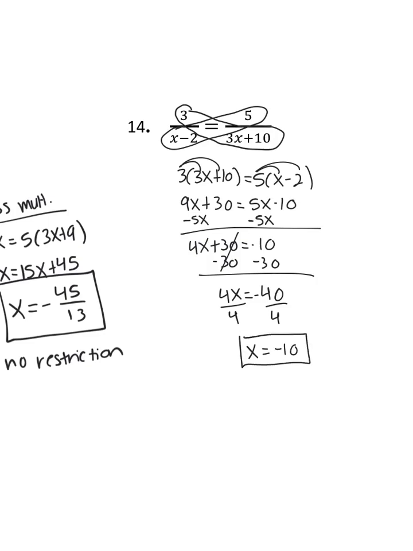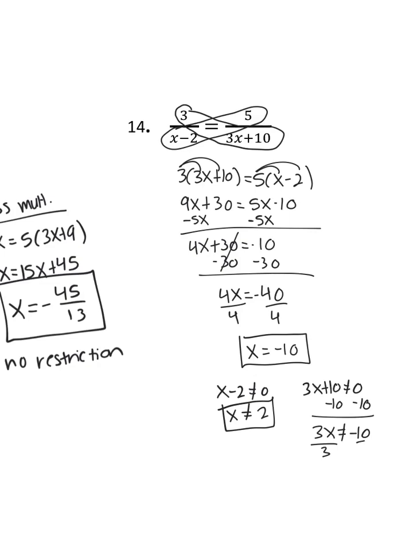Okay, your domain restrictions here. So your two denominators are x minus 2 cannot be 0, and 3x plus 10 cannot be 0. On this one, we're just going to flip the sign because there's no number in front of the x. On this one, we're going to have to do a little bit more work. So I'm going to solve this as if it were equal to 0. So you get 3x is not equal to negative 10. Divide both sides by 3. X is not equal to negative 10 over 3.